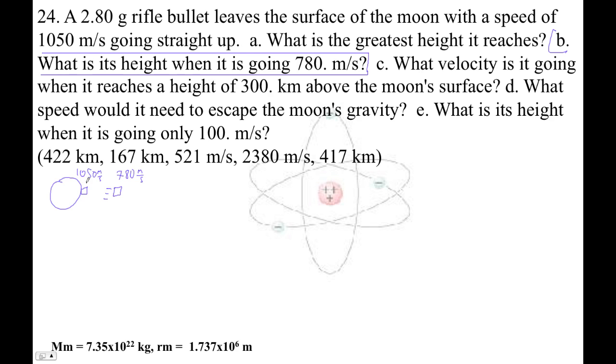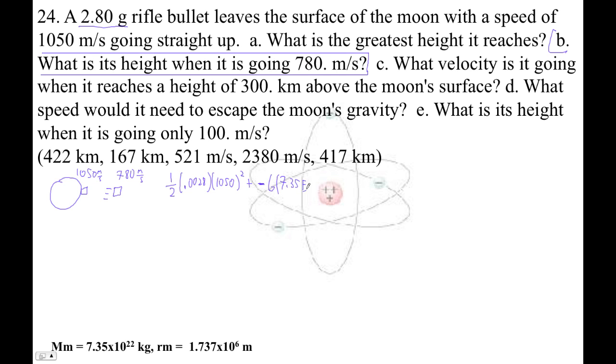When it's on the surface of the moon moving 1,050 meters per second, its energy equation looks like this. 1/2 times 0.0028, because it's 2.8 grams, right? Times 1,050 squared. This is, of course, our kinetic energy, right? Plus the opposite of G times the mass of the moon, because we're leaving the moon, right?